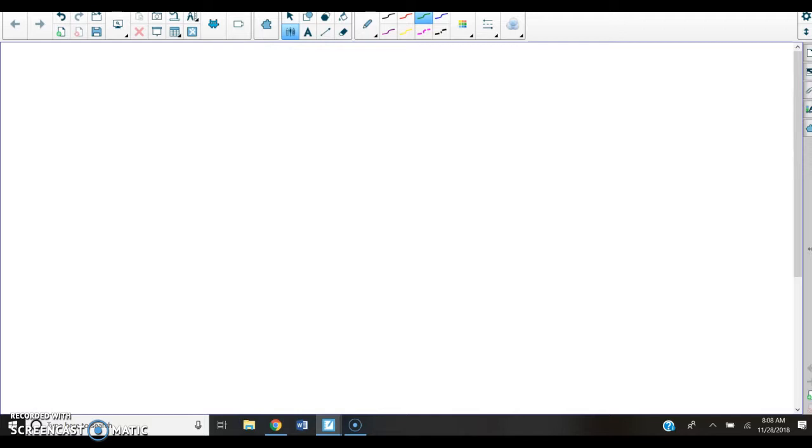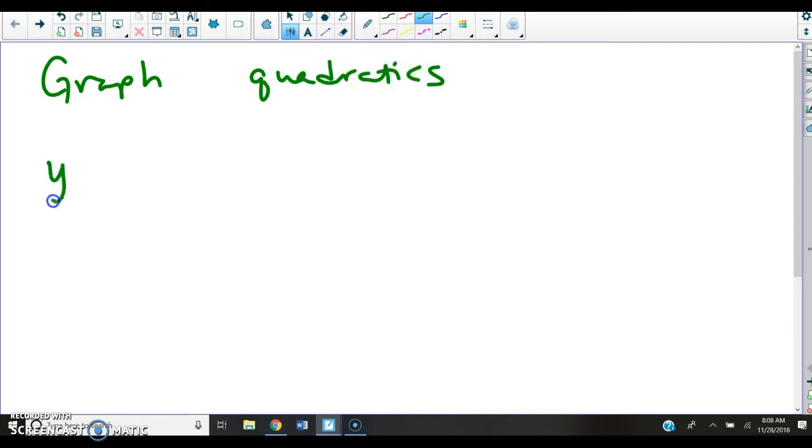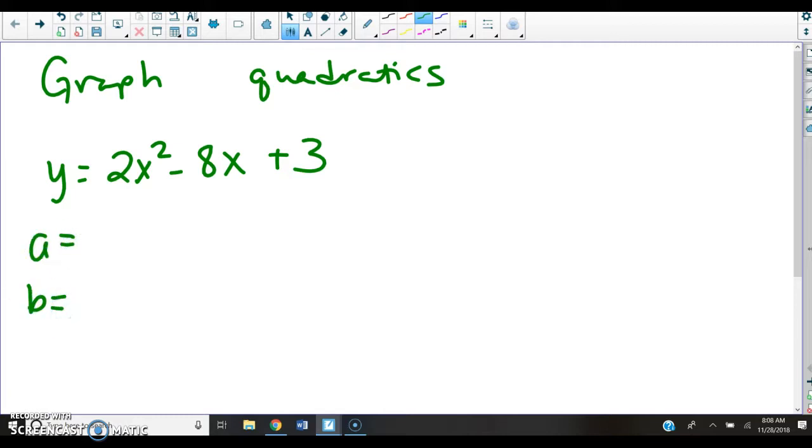Okay, the first half of the chapter we were graphing parabolas, quadratics, whatever you want to call them. You need to review that. So if you have something like y equals 2x squared minus 8x plus 3, do you know how to find the axis of symmetry? The axis of symmetry, you do the opposite of b over 2a.